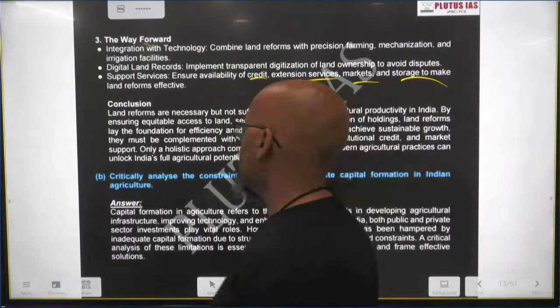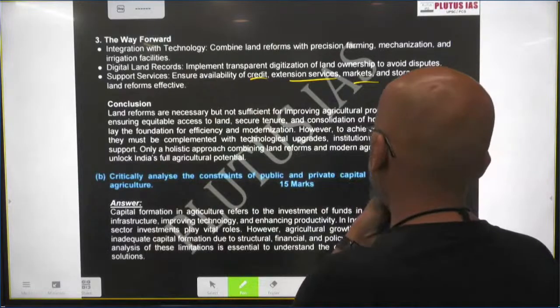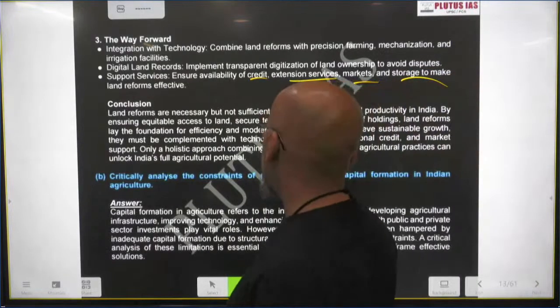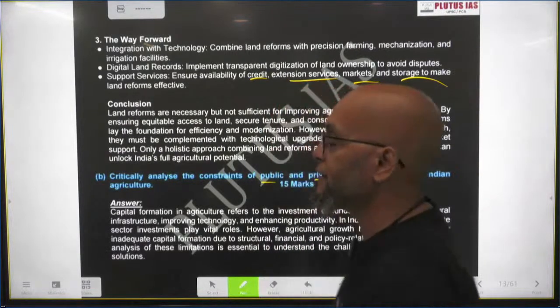Next question: critically analyze the constraints of public and private capital formation in Indian agriculture. So they are talking about public and private capital that is formed under agriculture.